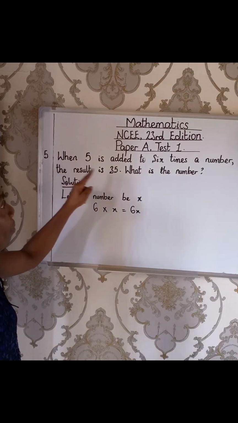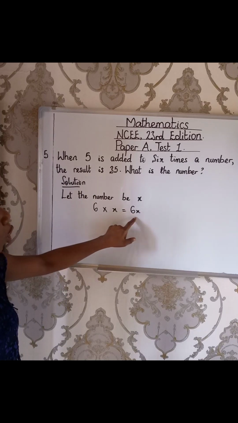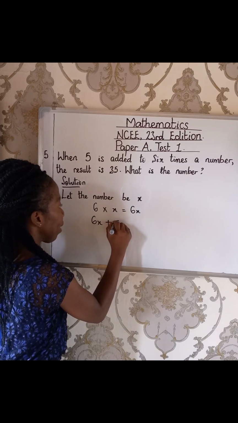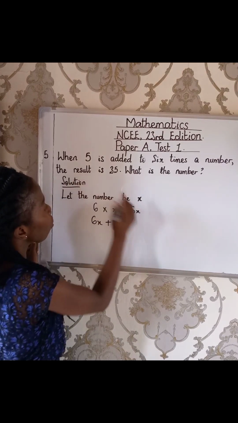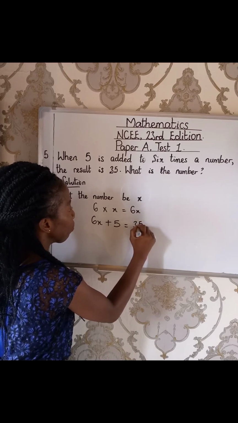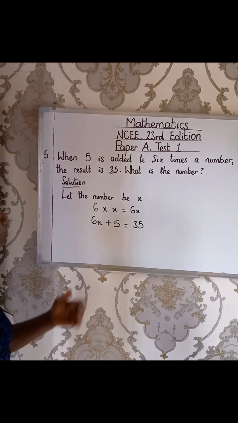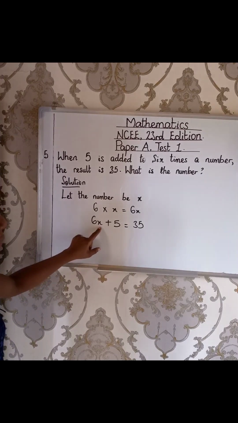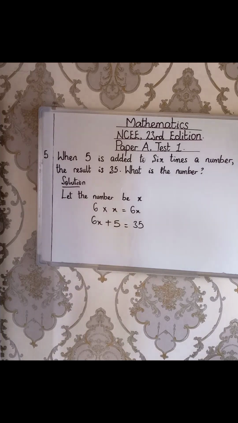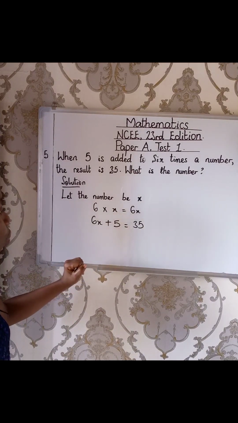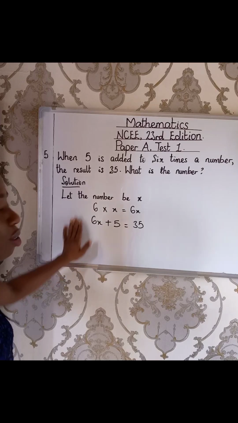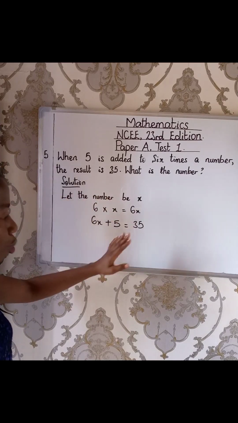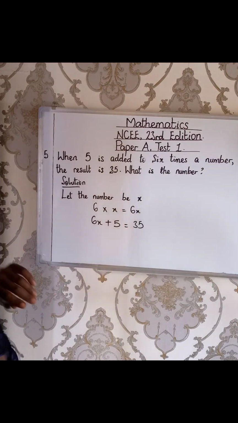Now we're told that 5 is added to this 6 times the number. So we now say 6x plus 5, which is equal to 35, the result. Now what is the number? What we are looking for is our x, because we don't know the value of this x. Since we are looking for x, we need to remove everything surrounding x.